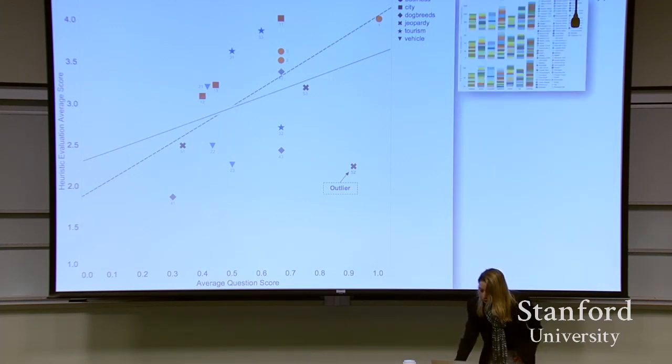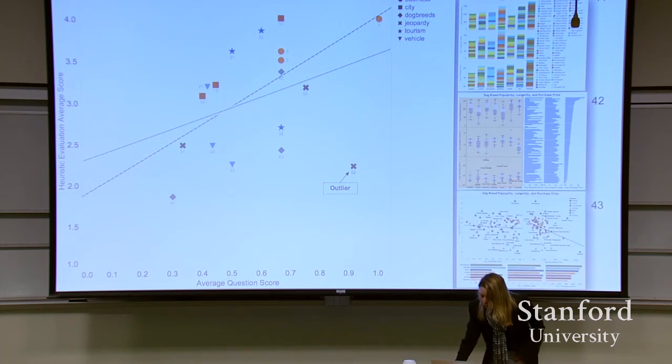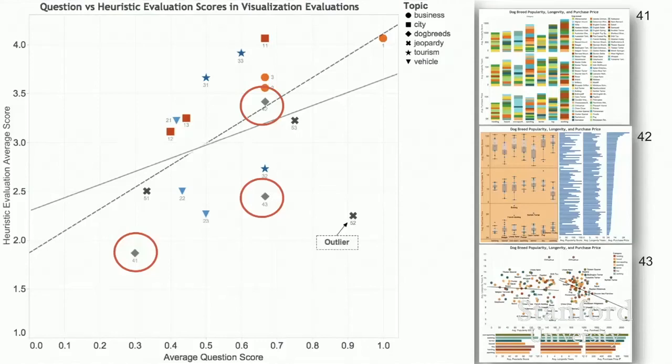And here's another example. This is the dog breeds data set. And you can see here where one of them is clearly doing worse than the others.